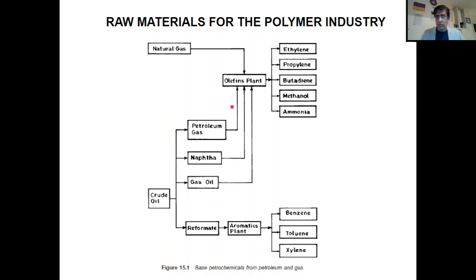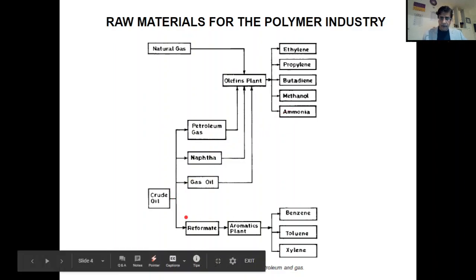They are all sent to the olefin plant, and from the olefin plant these are converted into ethylene, which is a monomer for polyethylene, propylene for polypropylene, butadiene for polybutadiene, and methanol and ammonia are used for some other applications.